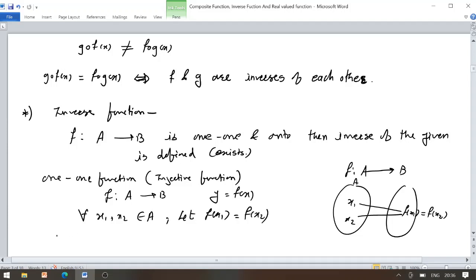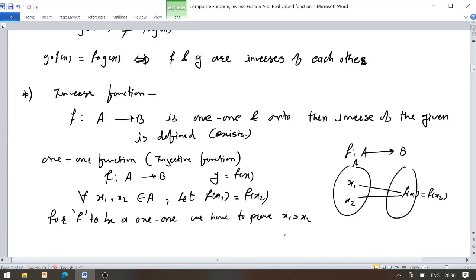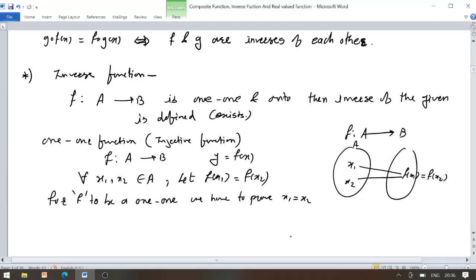Now for the given function f to be a 1-1 function, we have to prove that x1 equals x2. That means for a 1-1 function under consideration, any two elements belonging to the domain, like x1 and x2.